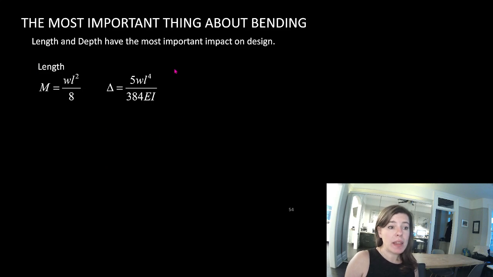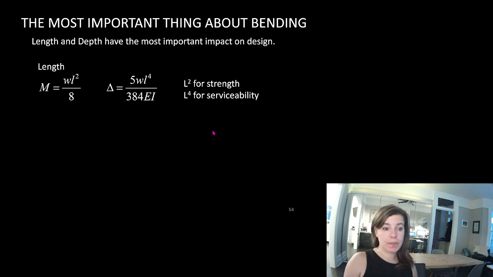Our length equations had WL squared divided by 8 for strength, and for serviceability, we had 5WL to the power of 4. Our load is linear, but our L is to the power of 2. For deflection, our load is linear, so double the load, double your deflection. But double your length, and your deflection increases by a power of 4. So the impact of length on your design is not linear. L squared for strength and L to the power of 4 for serviceability.